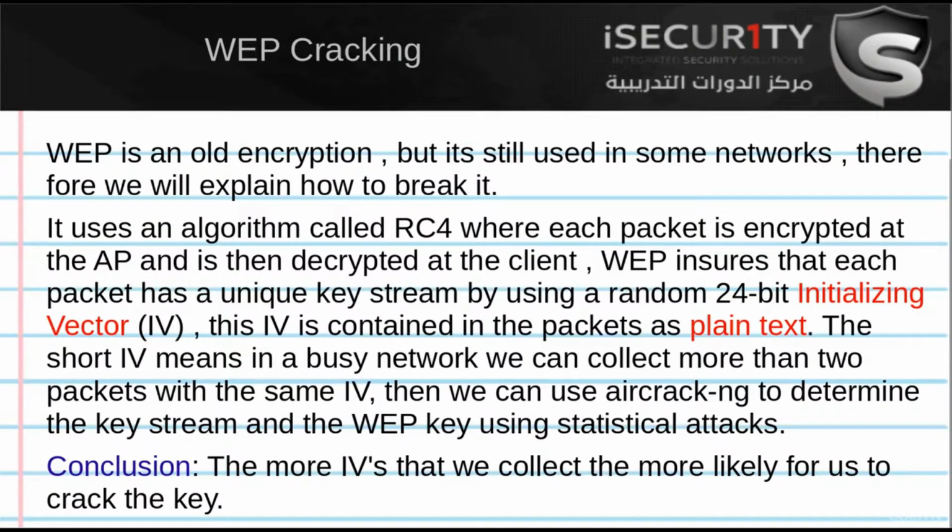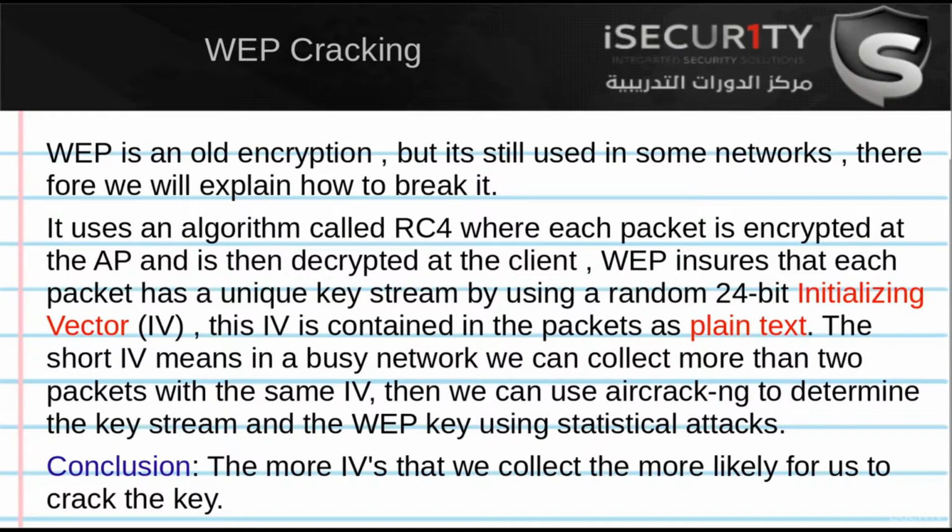The first encryption that we're going to talk about breaking is going to be WEP encryption, because it's the oldest one, it's the easiest one to break, but we still need to learn how to break it because you will see networks that still use WEP encryption. WEP encryption uses an algorithm called RC4. Each packet is encrypted at the access point and then it's sent into the air. Once the client receives it, since the client has the key, it will be able to decrypt the packet and read the information inside it.